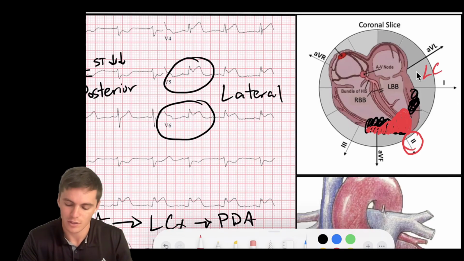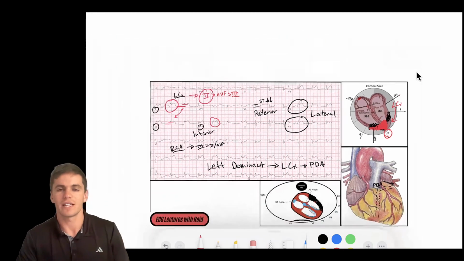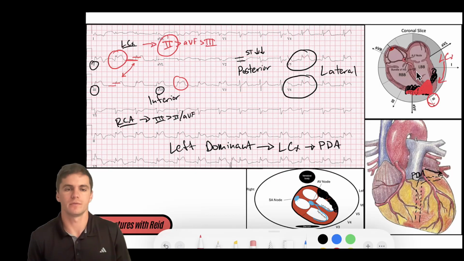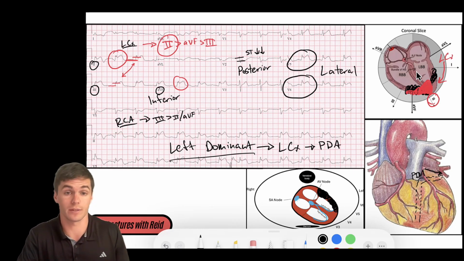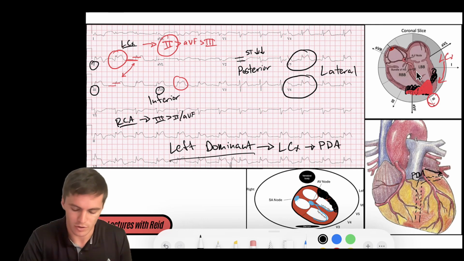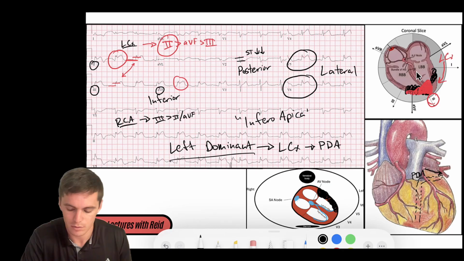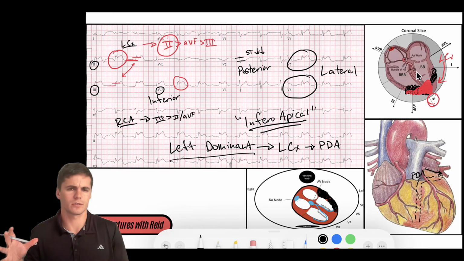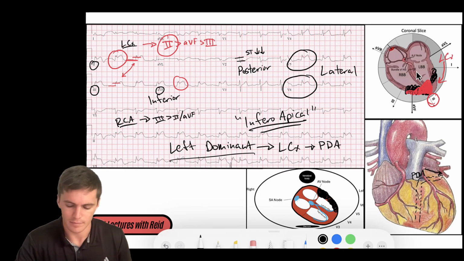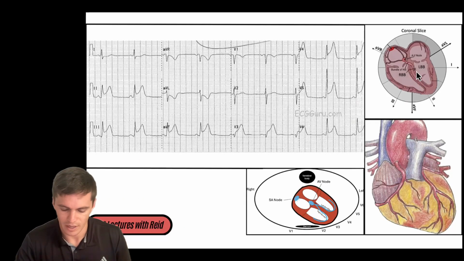And that tells me that the left circumflex is driving that inferior myocardial involvement, right? Not the right coronary, because the right coronary would be approaching from the other side. So that's a good example of a left dominant circumflex or left dominant heart, okay? So that's why we see this kind of, what I would almost call an inferoapical STEMI, right? Because it's in the inferior, but it's also kind of on that lateral apical surface, okay? So let's see. We've got one more here.